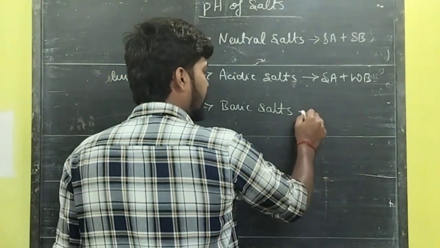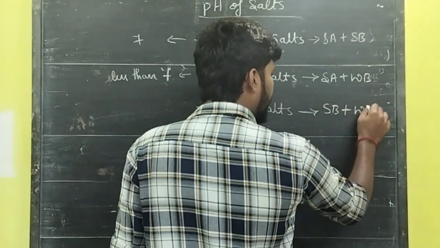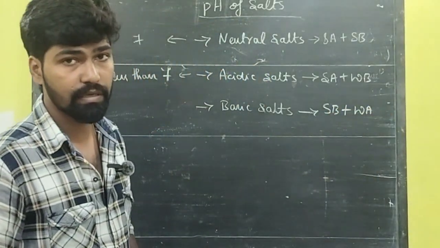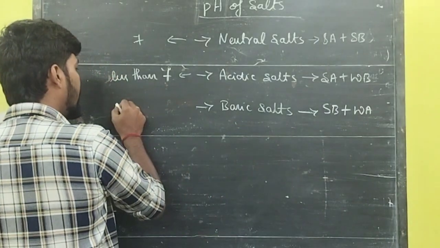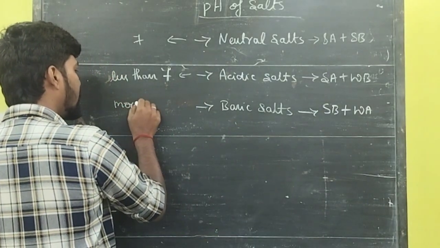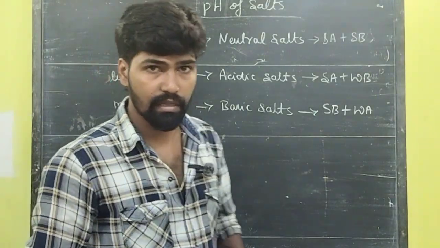Then we are going to speak about strong base and weak acid. A reaction between a strong base and a weak acid will give you something called basic salts, and here the pH is more than 7. So these are the differences.